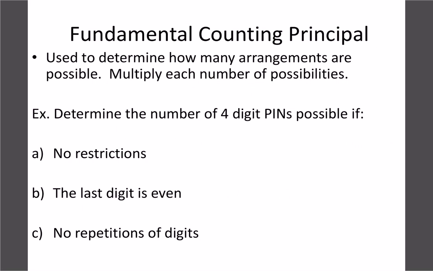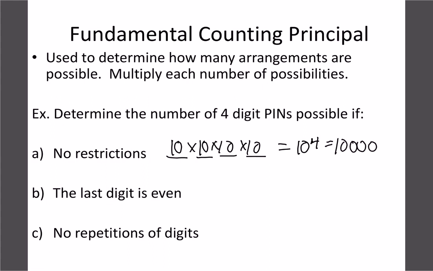So let's go through each of these and look at the types of questions that come up where you'd use these types of methods. So with fundamental counting, the idea is we want to multiply each number of possibilities. So lots of questions that you'll get in fundamental counting, you just basically multiply each choice you have for each step. So for this one, we're going to look at a PIN number. We've got a 4-digit PIN number, and we want no restrictions. So in this case, we've got 4 digits. We can put any digit in. So that'd be 10 times 10 times 10 times 10, which would be 10 to the 4, 10,000, like we had on the previous page.